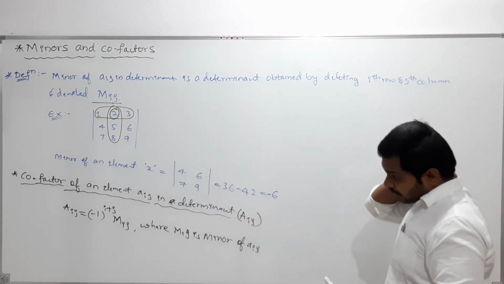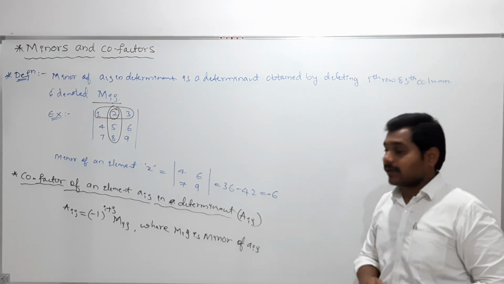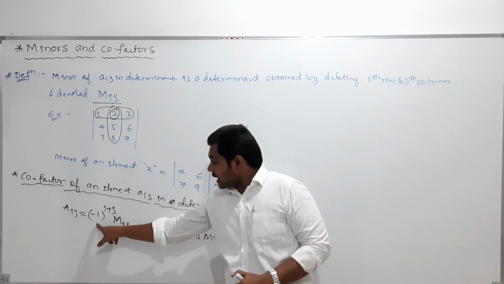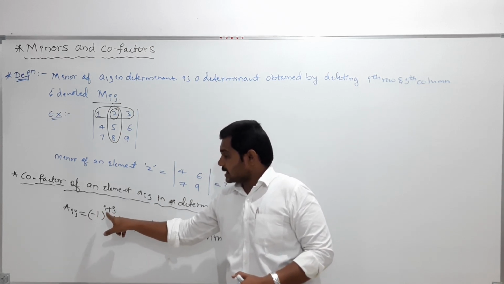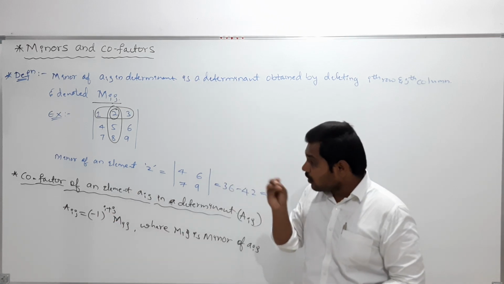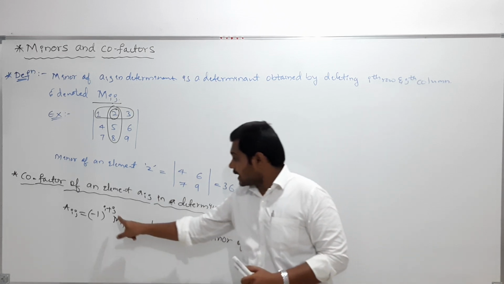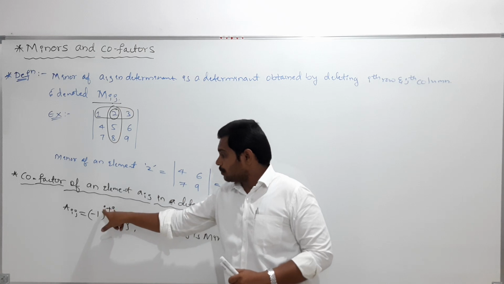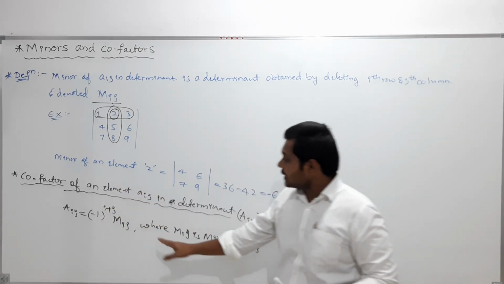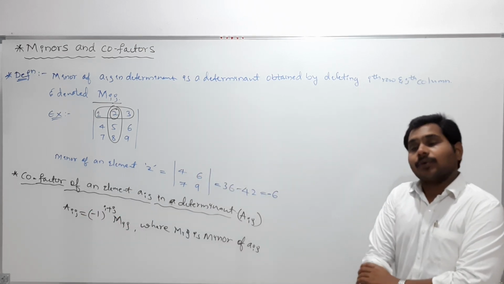So if I want to find the cofactor of any element, what do I require? First we should find the minor of that element, and then minus 1 whole to the power i plus j. It means for the element whose cofactor you require, you should know its row and column, add row plus column as the power of minus 1, and multiply by the minor of that element. If you calculate this, that is the cofactor of any element aij you consider.